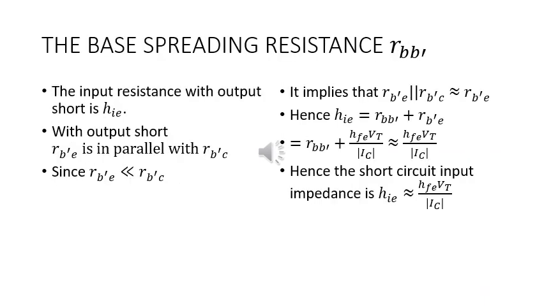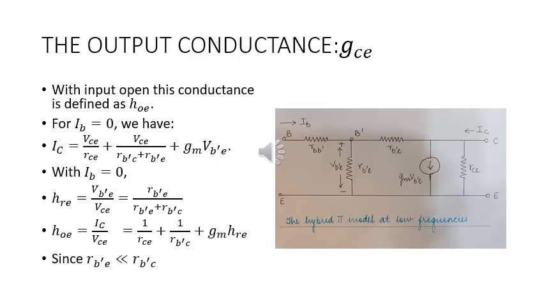The input resistance with output short is hie. With output short, rb'e will come in parallel with rb'c. Now, since rb'e is very much less than rb'c, a parallel combination of both these resistances will approximately be just equal to rb'e. So hie is going to be equal to the sum of rbb' and rb'e, which is equal to rbb' plus hfe VT upon IC, which is approximately equal to hfe VT upon IC. Hence, the short circuit input impedance hie is given by hfe VT upon IC. With input open, the output conductance is defined as hoe.